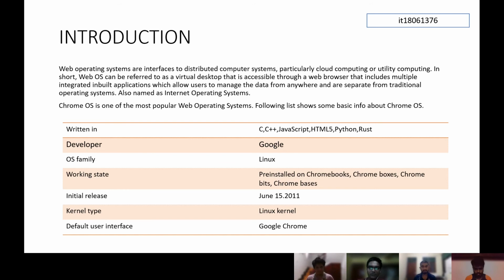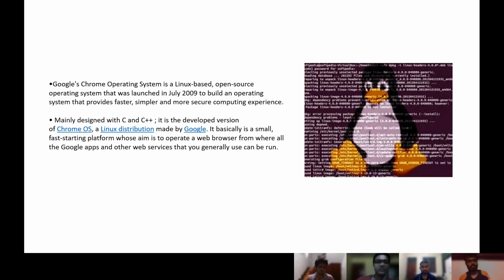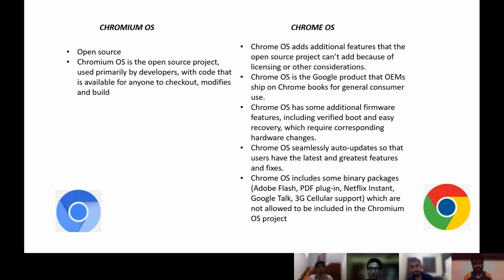And moving on, Google Chrome's operating system is a Linux-based open source operating system, the Chromium part, and it's created using C, C++, and JavaScript. And here we can see the main differences between Chromium OS and Chrome OS. Chromium OS is more developer friendly and they can check out whatever they build. And the Chrome operating system, on the other hand, is a more product-wise version.